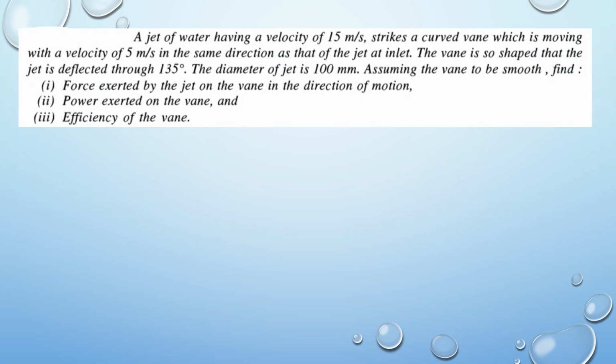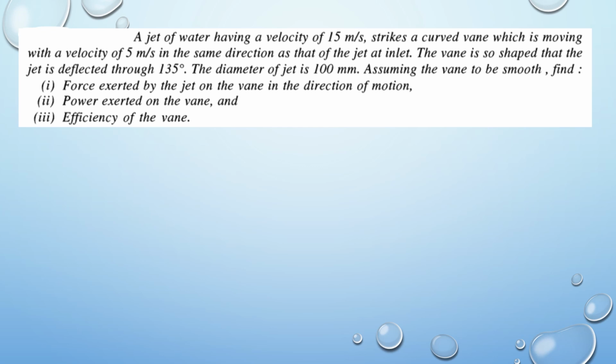Now we will look into another problem. A jet of water having velocity 15 meter per second strikes a curved vane which is moving with velocity 5 meter per second in the same direction as that of the jet at inlet. The vane is so shaped that the jet is deflected through 135 degree, and the diameter of the jet is 100 mm. Assuming the vane to be smooth, find the force exerted, power exerted, and the efficiency of the vane.